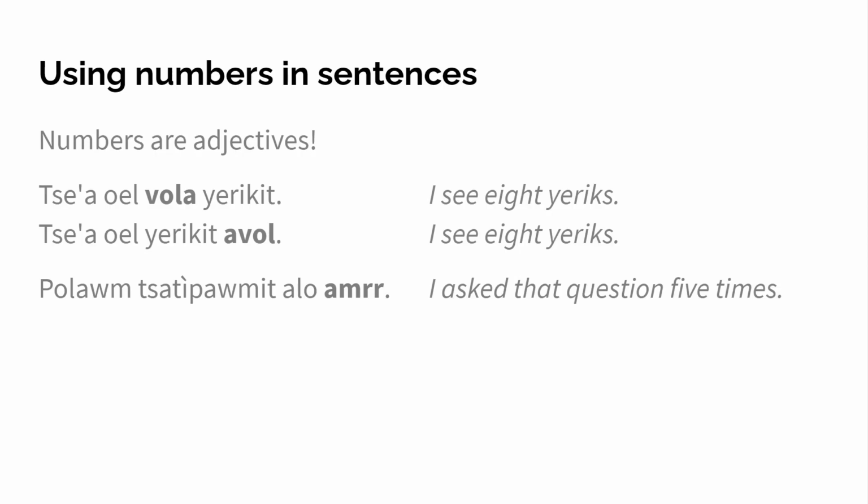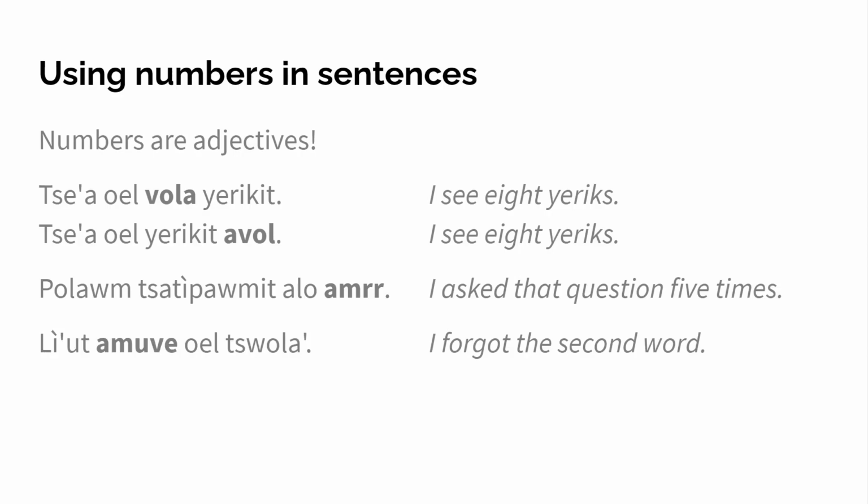You can also say something like "Polaum tate baumit ado amr": I asked that question 5 times. So "ado" means a time, like an instance of something. Ado amr, 5 times. And also the ordinal number, so second in this case, works the same way. "Leut amuve well zwola": I forgot the second word.